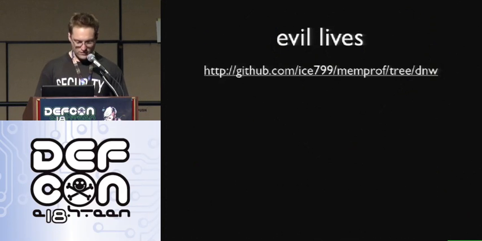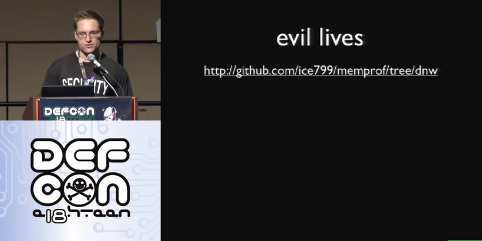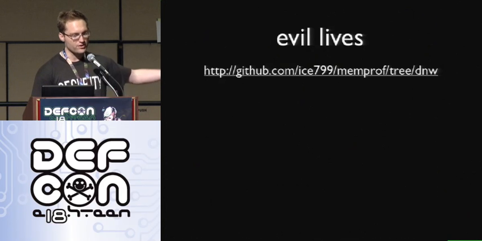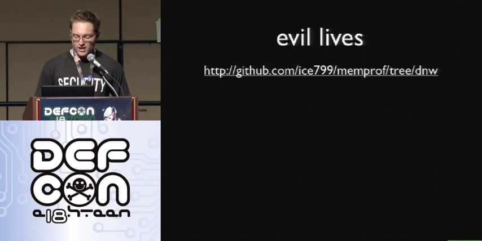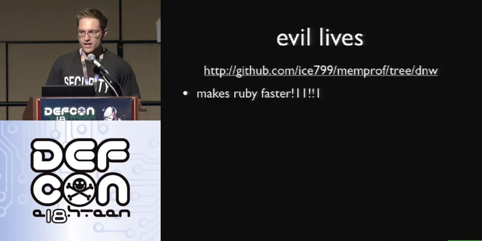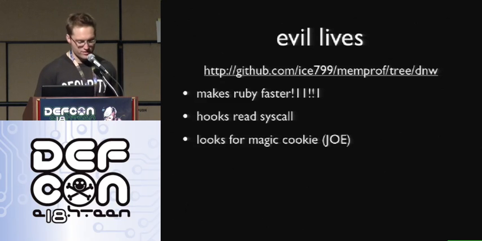Well, evil lives. I built an evil version of memprof. The branch on GitHub is just DNW. That stands for do not want. If you try to build it, it will fail. I put a bug in the makefile. That way nobody can accidentally go screw themselves by building this. And the way that I would social engineer somebody to use this is I would say, hey bro, this makes Ruby faster. And it does make Ruby faster, because what it does is it hooks the read system call.